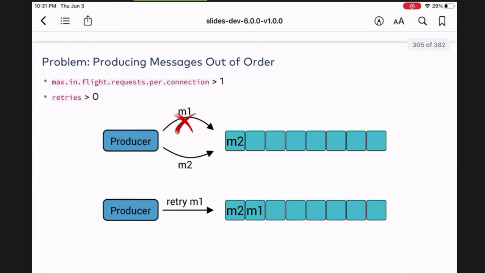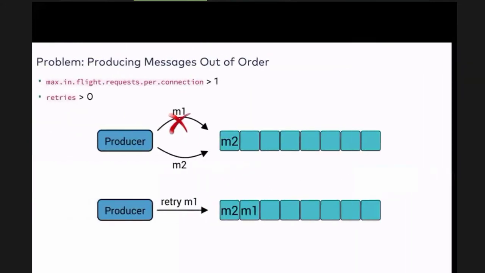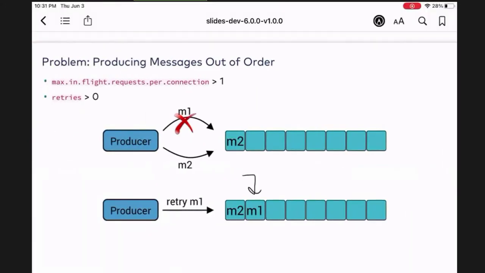You can have multiple messages in flight, but I have message one that I send in a batch, and that fails. But then the message 2 batch comes in and message 2 succeeds. Now message 2 is in and I'm still going to retry. And when I retry 1, then 1 comes after 2. And this is now out of order, right? So this is not something that would happen in Kafka.